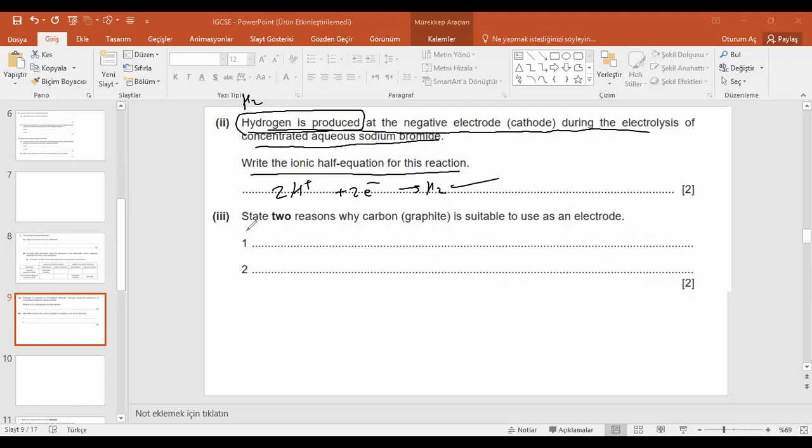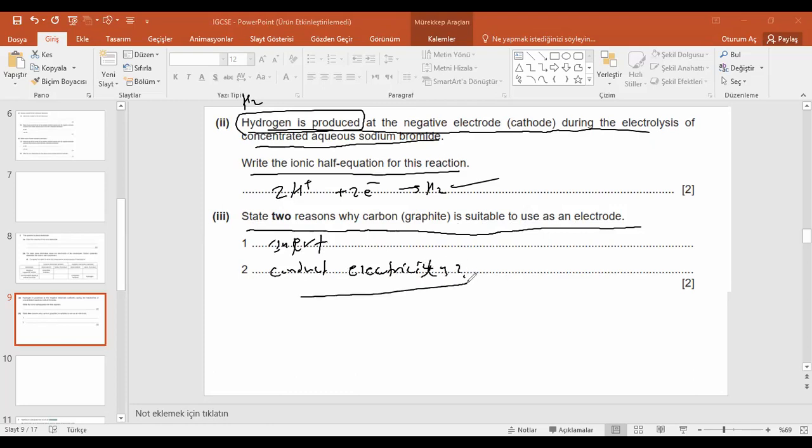State 2 reasons why carbon is suitable to use as an electrode. So guys, it is inert and also it conducts electricity. But ask yourself, why does carbon conduct electricity? Okay, because this is an important question. Think about it.